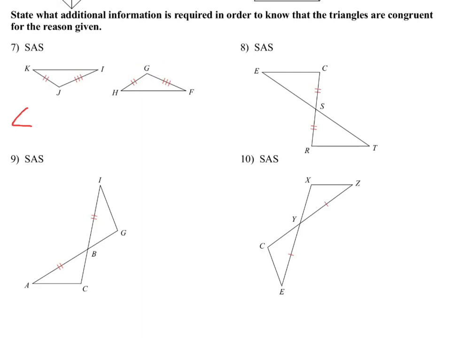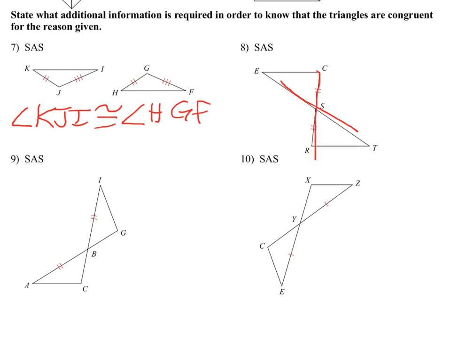To write that down, you're going to write angle KJI congruent to angle HGF. When you say those letters, it draws the angle for you. And that brings us to 8. Remember, when you have 2 lines intersecting, that creates vertical angles, and the opposite ones are congruent. So we can automatically add those congruent markings.